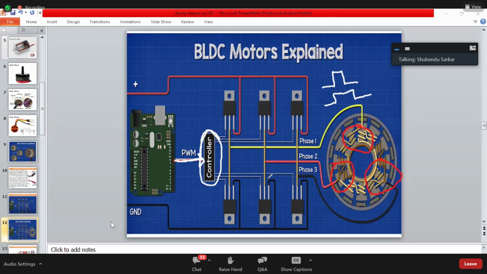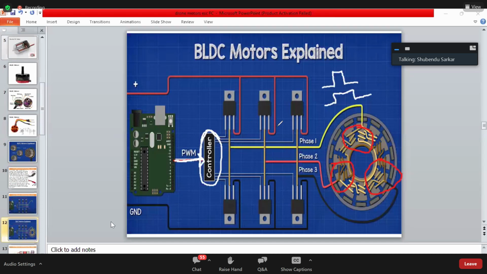Now I have to make the switching faster. At that time, the RPM of the motor is going to increase, and when we reduce the width of the pulse, the RPM of the motor is going to be reduced. That is the concept we have to understand.